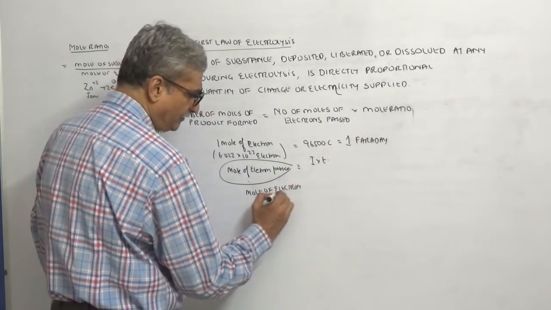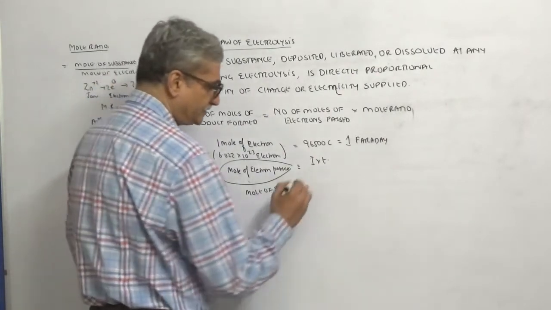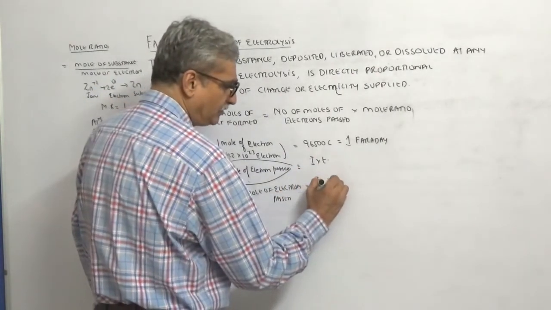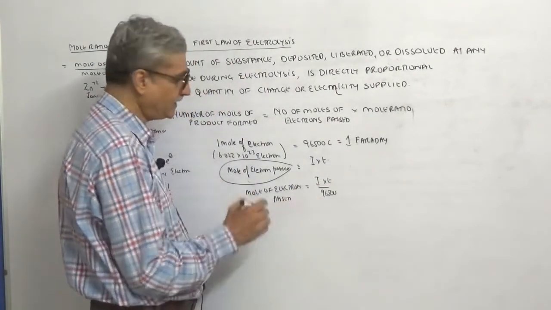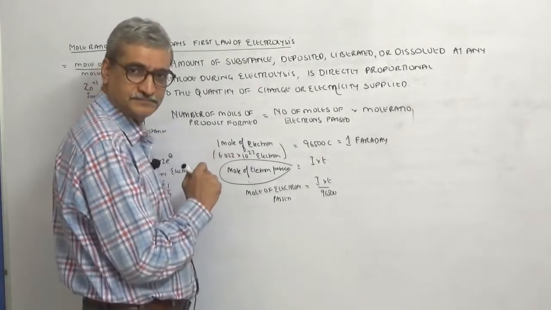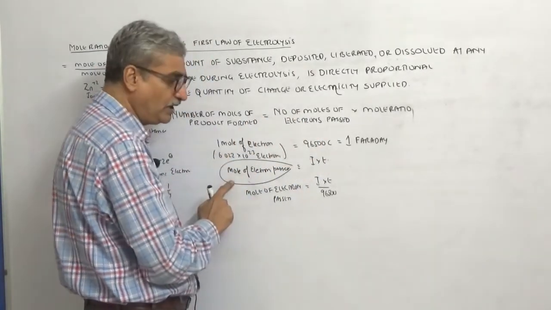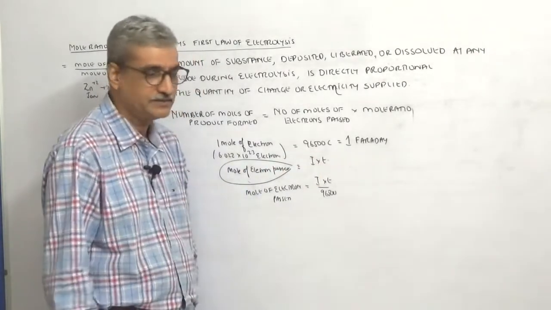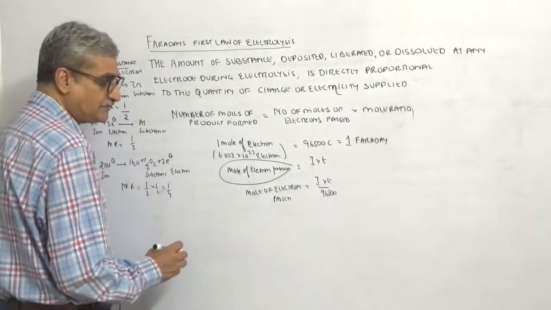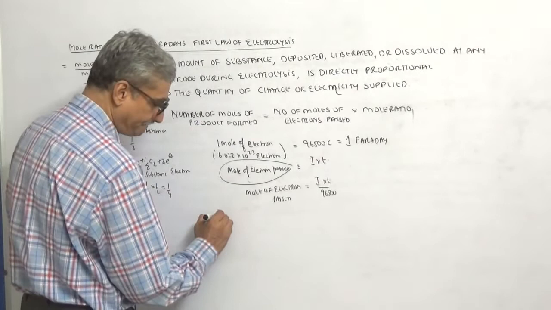So mole of electron passed will be I into T upon 96,500. Correct? And this is anyway one mole has this much charge. Whatever mole of electron you passed had this much charge, I into T. So we substitute now. So when we substitute, what do we get?